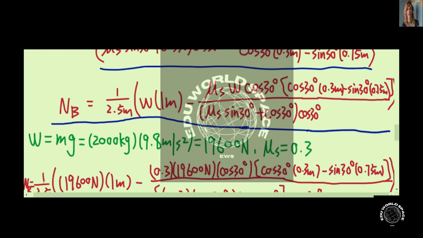Now we can determine Nb. We know the gravity is equal to mass times the acceleration of gravity. The mass of the car is given as 2,000 kilograms. In the question, it says 2 megagrams, and 2 megagrams is equal to 2,000 kilograms. We know the acceleration of gravity is 9.8 meters per second squared. If we do some calculation, we have the gravity of the car as 19,600 Newtons. And we know the coefficient of static friction is 0.3. Now we can plug these values back into the equation.